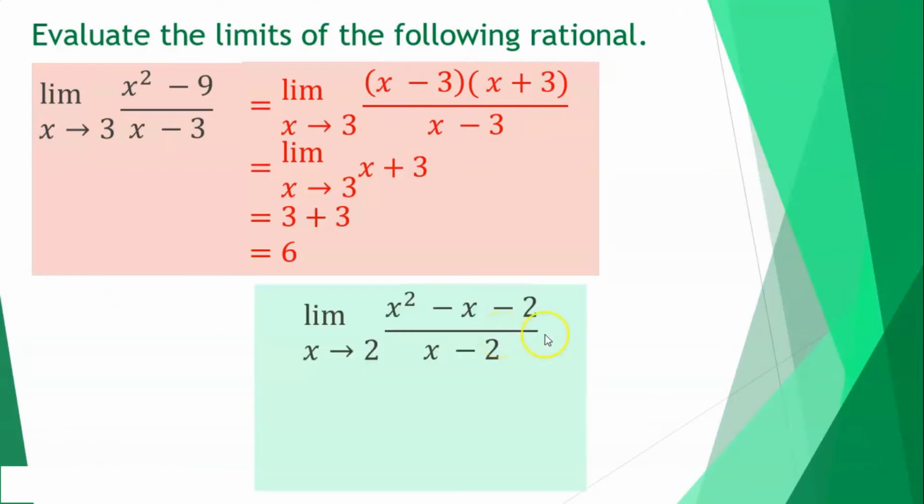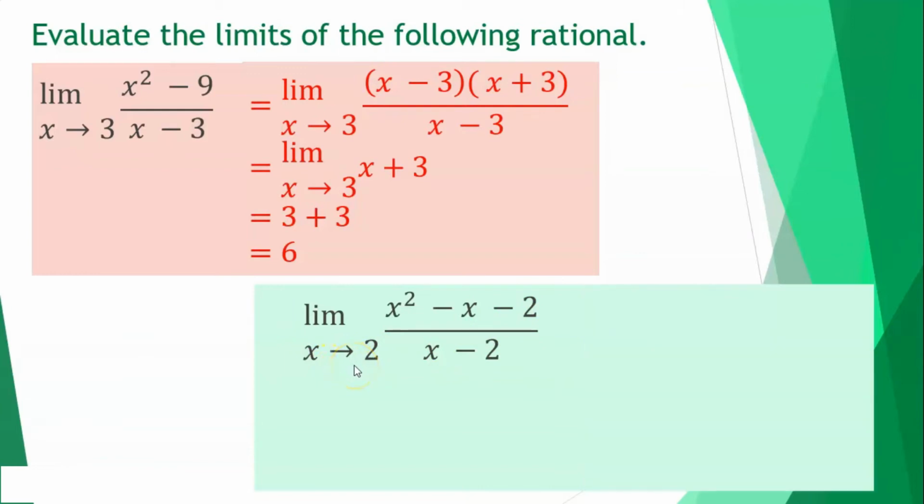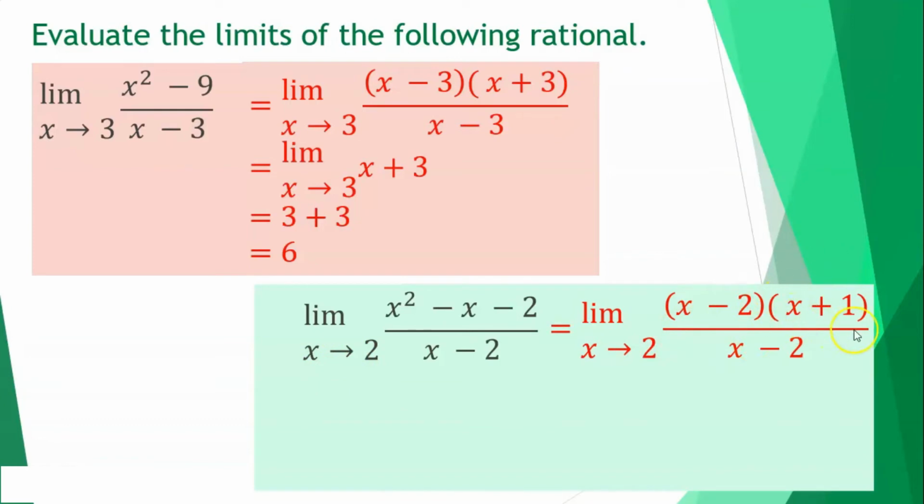Okay, another example. This one. What is the limit of (x² - x - 2) over (x - 2) as x approaches 2? So at this point, let's factor this one. That would be (x - 2)(x + 1) over x - 2. So we cancel this. We are left with x + 1. So substitute. That would be 2 + 1, or simply it is 3. So take note of this.